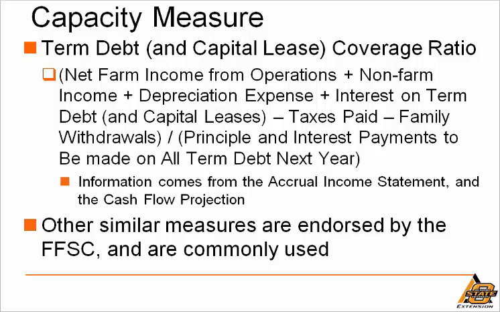Funds that could be used to make debt payments include the net income from farming, plus any non-farm income, plus depreciation expense. Remember, that is a non-cash expense that was subtracted out in the calculation of net farm income, so we add it back in as cash available here in this calculation. Plus we add interest on term debt minus the taxes, minus any family living withdrawals from the farm to get net cash that could potentially be available to make principal and interest payments. Information to calculate the term debt coverage ratio comes from the accrual income statement and from the cash flow.